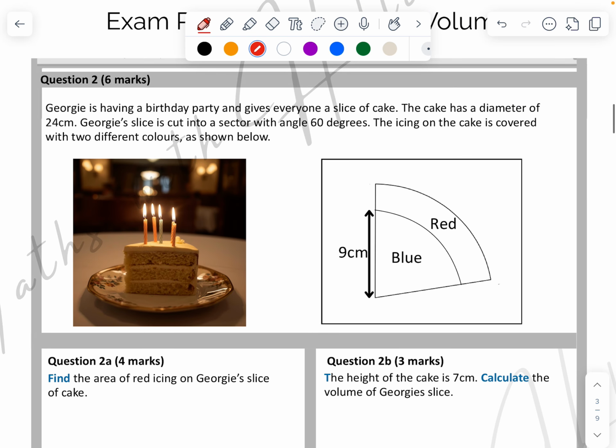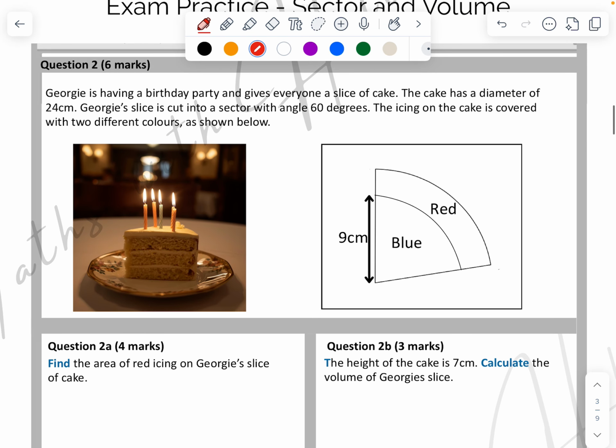Right, let's move on to this next question. It says Georgie is having a birthday party and we have a slice of cake. It tells us the diameter of the cake is 24. In your e-assessment, you'll have some tools at the top where you can draw on the diagram. The first thing I would do here, because this is a sector, is work out that the radius is 12, because it's half the diameter. Then it says the slice of cake is being cut, so it is 60 degrees. That tells us that here.